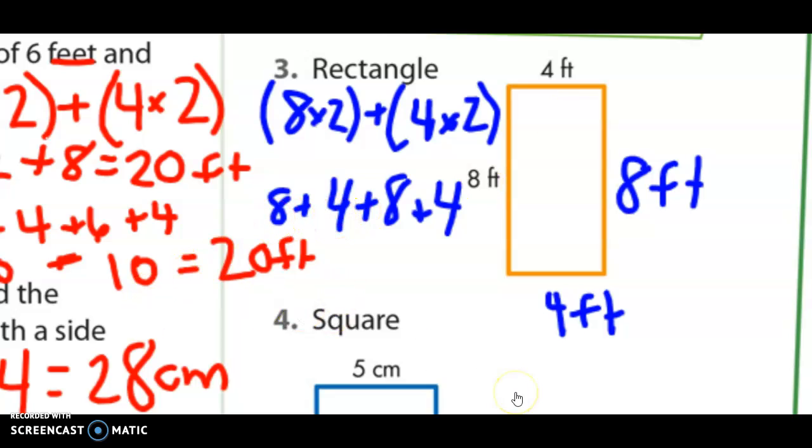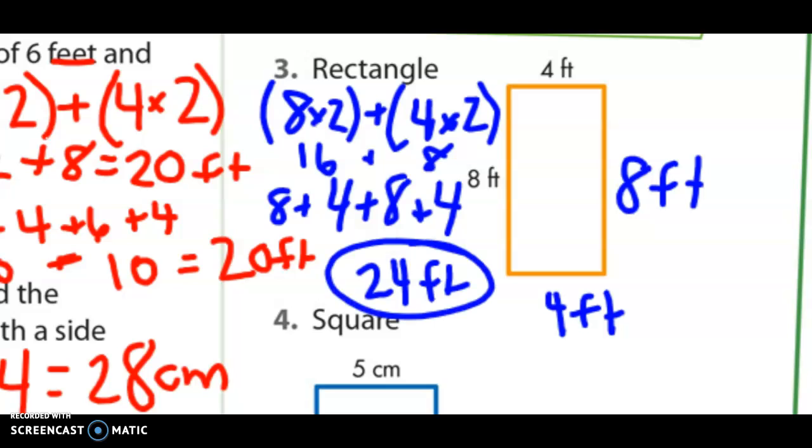So 8 and 4 would make 12. 8 and 4 would make 12. I'd get 24 feet. Or 8 times 2 is 16, and 4 times 2 is 8. Together they make 24. Okay.